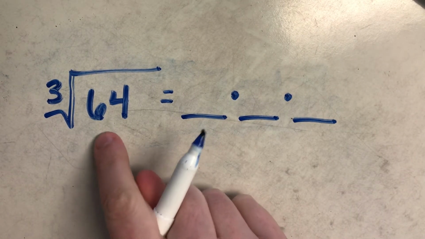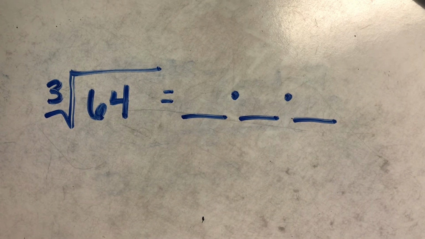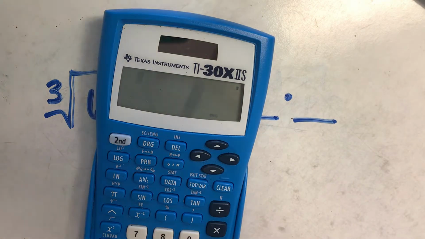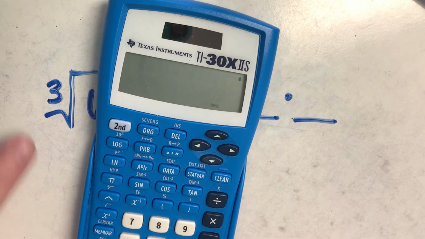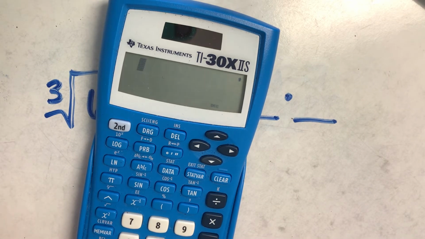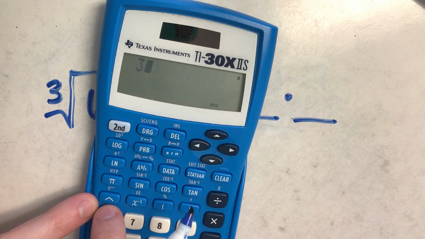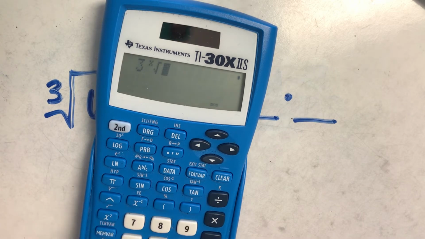Now I don't think many of us have it memorized. You probably will by the end of 8th grade. But let's say you don't know what it is. To figure it out, you can type it in your calculator. This time it's a little bit different. You're going to type that 3 first. And then right here, this button, it's called the caret, that up arrow. You're going to hit second and then that up arrow.